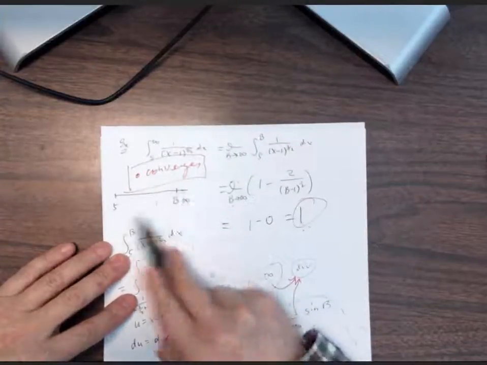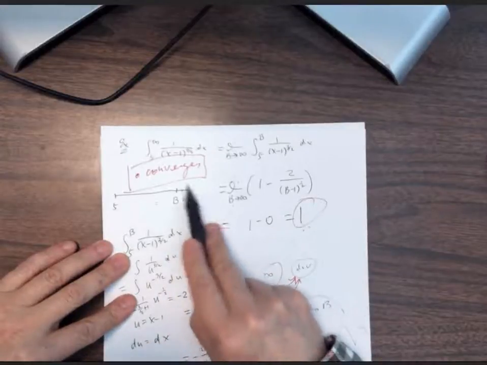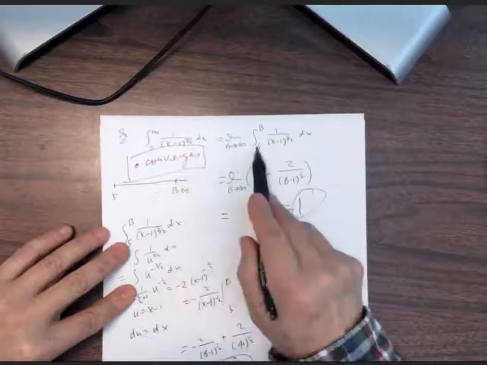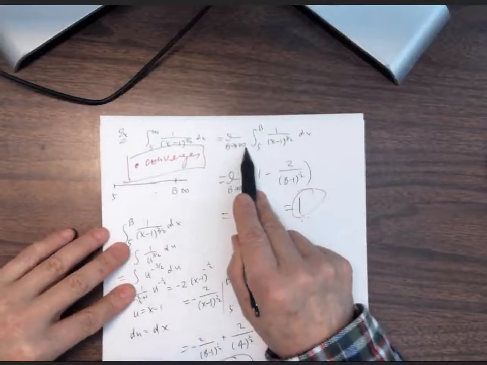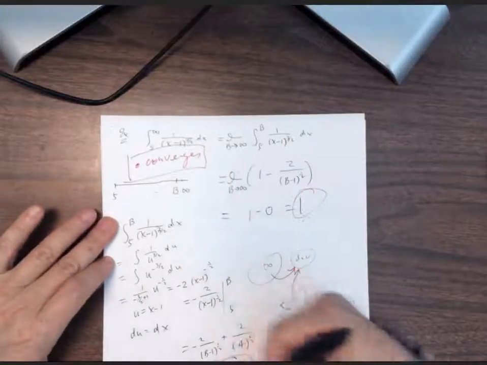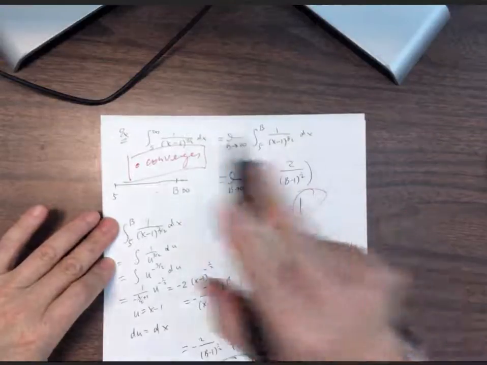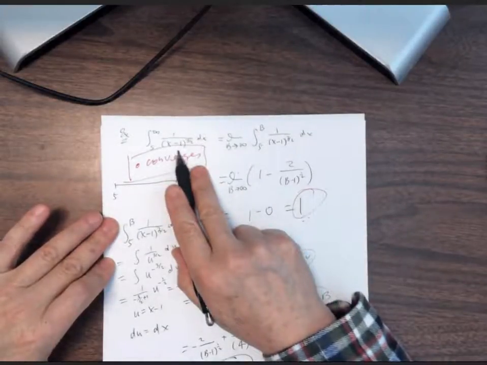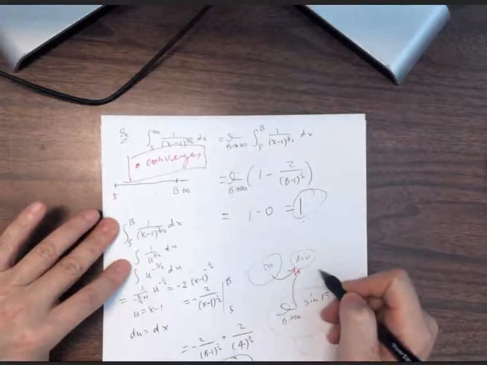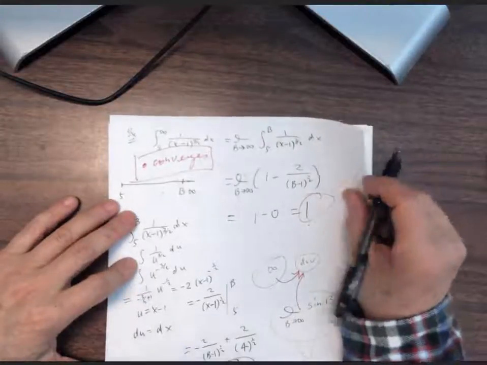5 to infinity, to a number, stop at b to avoid the infinite limit. 5 to b, b goes to infinity. So do the integration, get the answer, of course I did it on the side, and find the limit. The limit is a finite number, so the integral converges. If the limit was infinite or undefined, we would say the improper integral diverges.